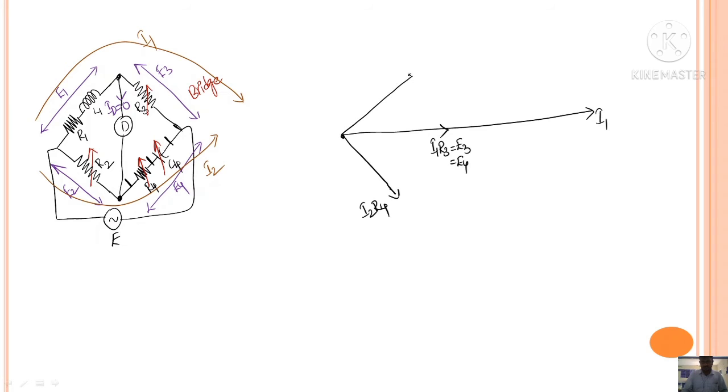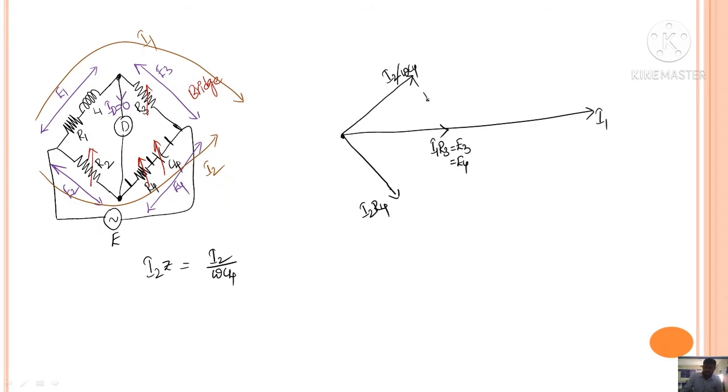So I am considering this as I2 by omega C4, because the voltage drop across the capacitor is I2 into Z. What is Z for a capacitor? It is 1 by j omega C4. So 1 by omega C4 into I2 is the drop across the capacitor. So I2 by omega C4 and I2 into R4, the resultant of these two must be E4. Is it right or not?